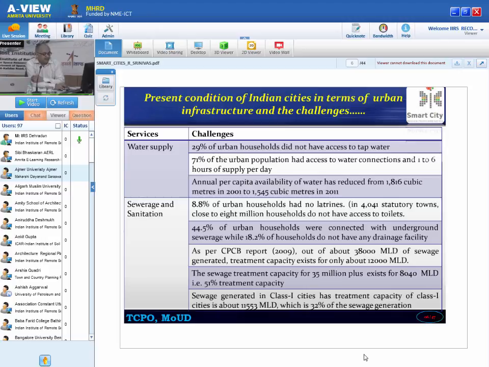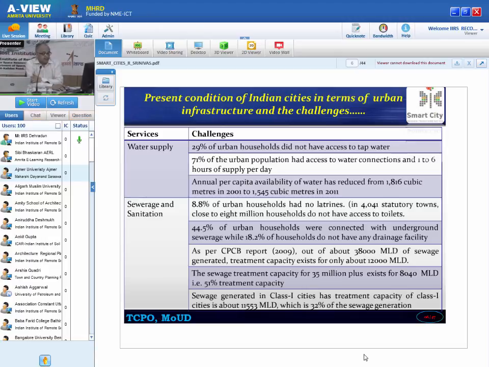Similarly, if you see about sewerage and sanitation, this is the biggest challenge for our Indian cities. When we are talking about smart cities, before making the city smart, we must know the prevailing problems in all the cities and towns. And if you see, 8.8% of urban households had no latrines. We have got almost 70 years of independence. After 70 years, if we say that 8.8% of urban households do not have any latrine facilities, it's a really worrisome aspect.